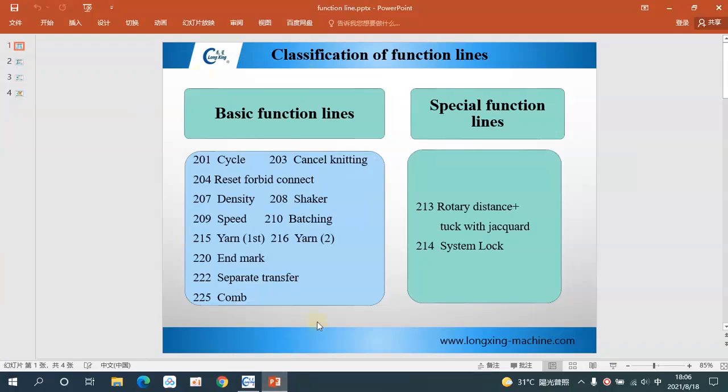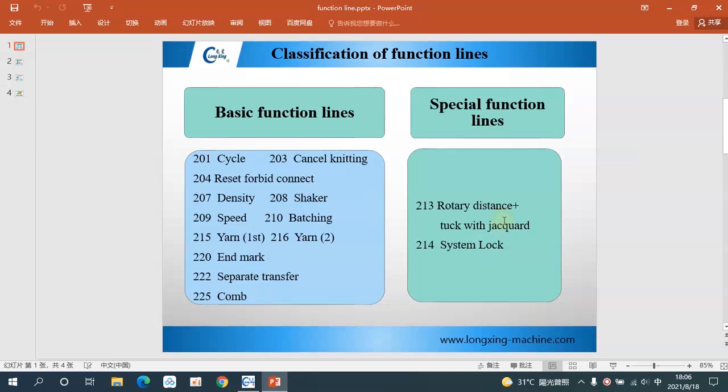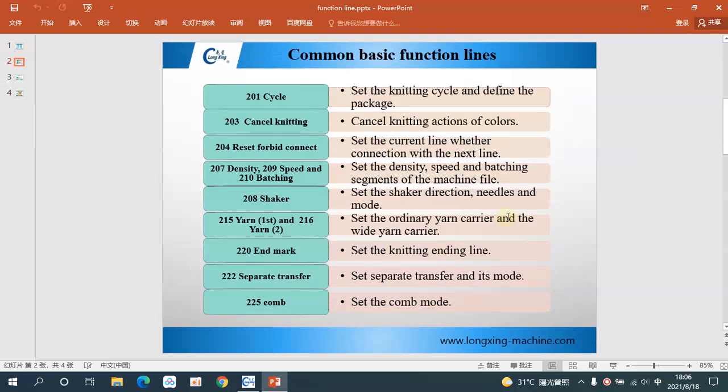This part is basic function lines. They may be used when a pattern is drawn. This part is special function lines. They are mainly used for special treatment. Now let's learn the detailed function lines. First, learn the common basic function lines.